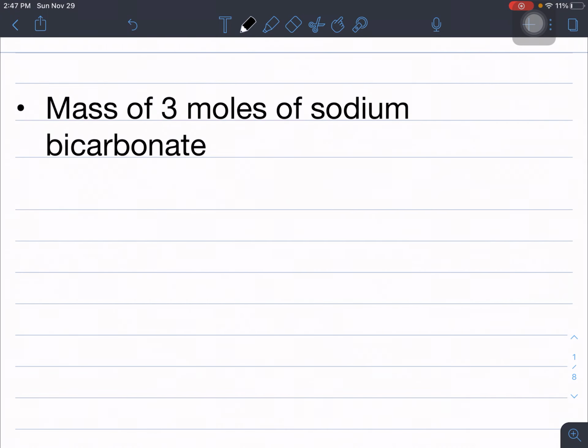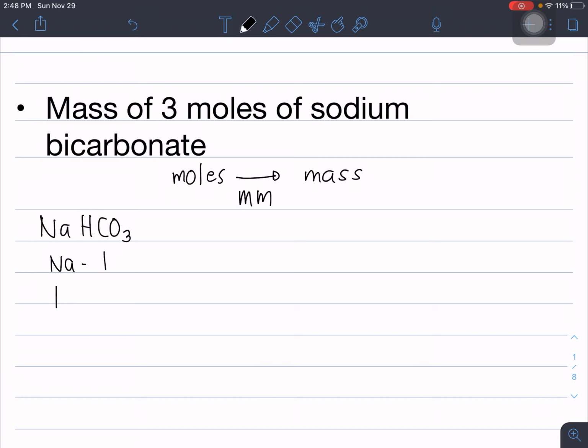So let's have another example. Mass of 3 moles of sodium bicarbonate. So we'll be converting moles to mass. In order for us to arrive at the mass, we should have the molar mass factor here. So first, we should get the molar mass of sodium bicarbonate. Sodium bicarbonate is NaHCO3. So there is only one Na. For hydrogen, there is one atom of hydrogen in this molecule. For carbon, there is only one. And for oxygen, there are three.